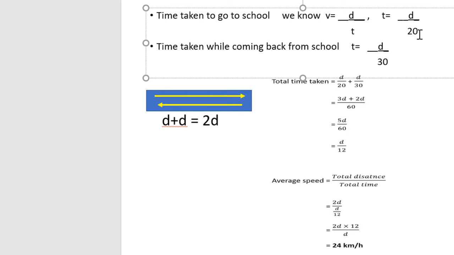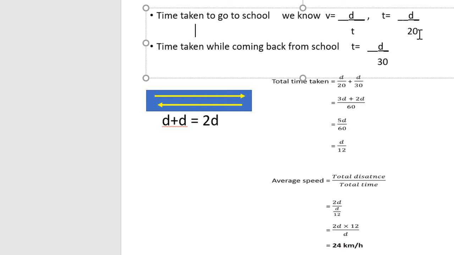Now, in the same way, calculate the time taken to come back from the school. To come back from the school, it will be distance upon speed. So, what is the distance? We have considered the distance to be d. And what is the speed while coming back? It is 30. So, we have now calculated two times: the time that he takes to go to the school, and the time that he takes to come back from the school.